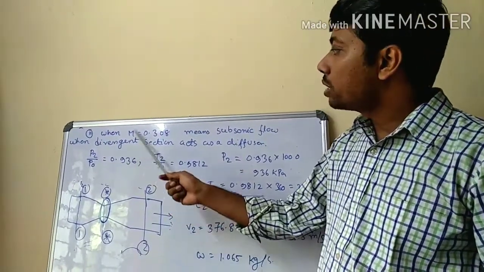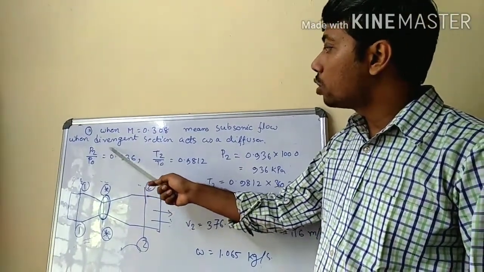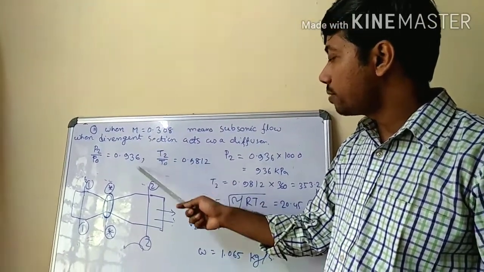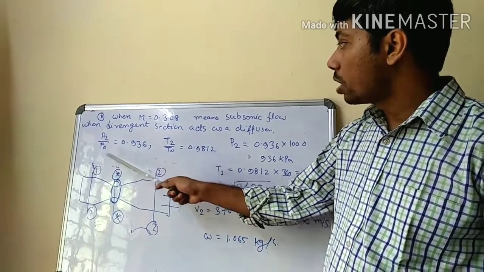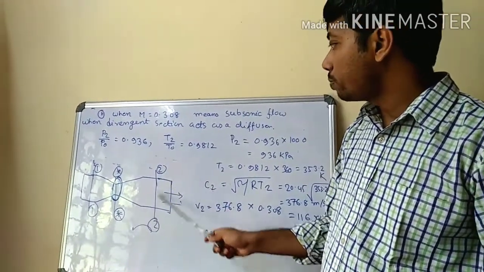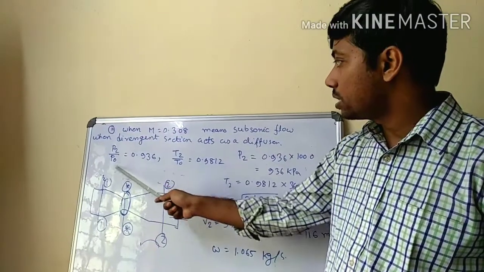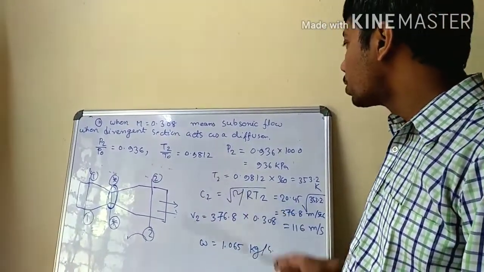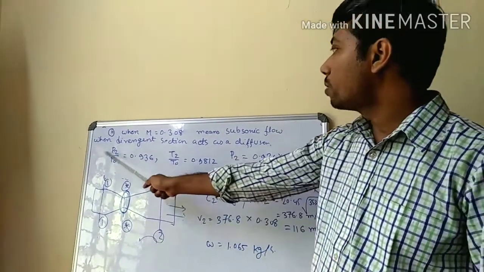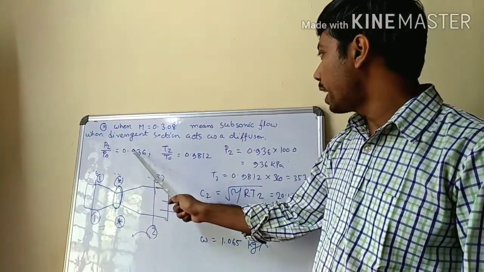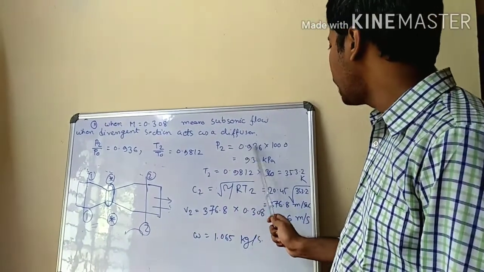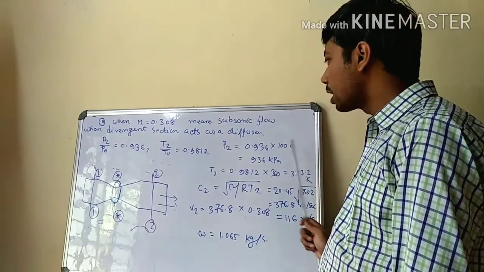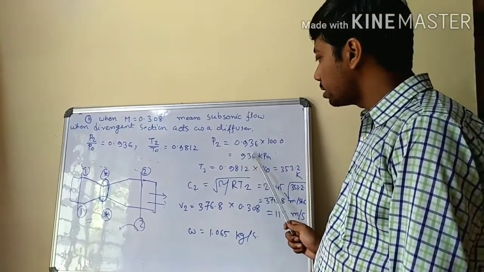Now, the P2 by P0 value is 0.936, which comes from the isentropic flow chart or gas table. P2 is the pressure at the exit section, and P0 is the stagnation pressure. Similarly, T2 by T0 is 0.9812. So P2 will be 0.936 into P0. P0 is 1000, given in your numerical. So P2 will be 936 kilopascal.